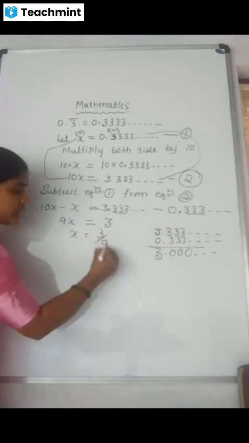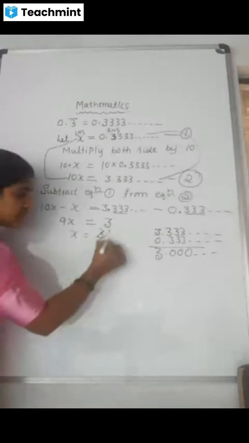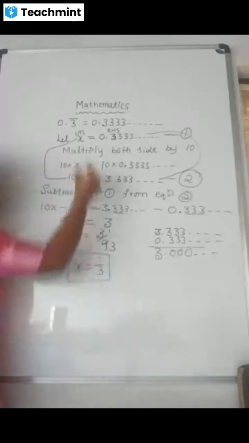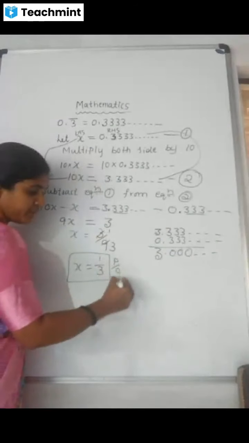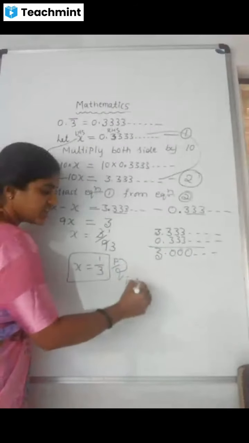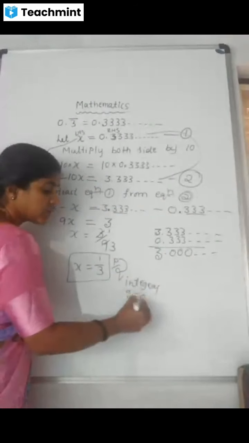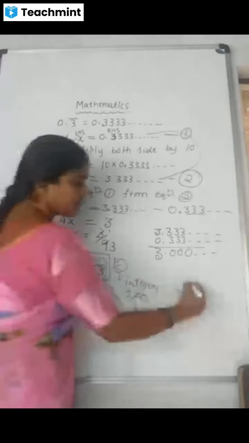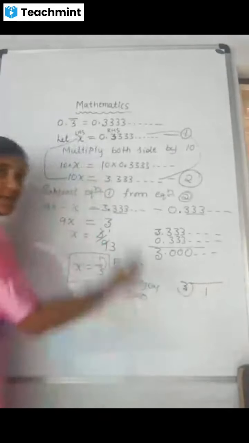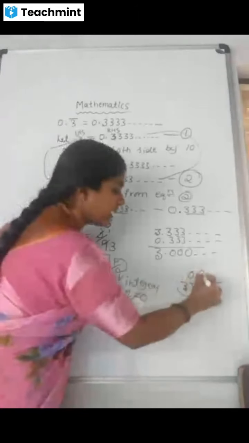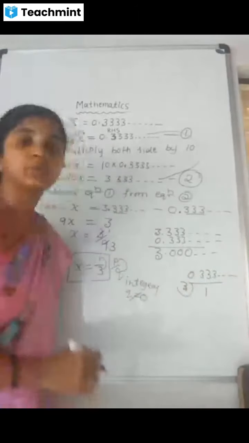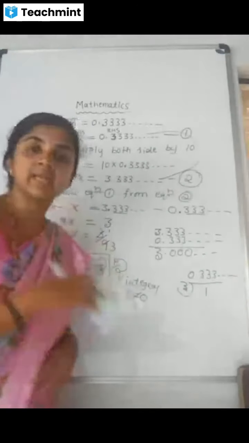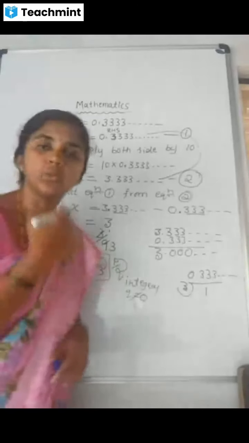Therefore x is equal to 3 divided by 9. Then 3 ones are 3, 3 threes are 9, x is equal to 1 divided by 3 we got. This 1 by 3 is in the form of p by q, where p and q are integers and q not equal to 0. If you want clarification, just perform the division 1 divided by 3 and check the quotient. There you will get 0.333 so on up to infinity. So this is the method of converting a non-terminating recurring decimal into p by q form.